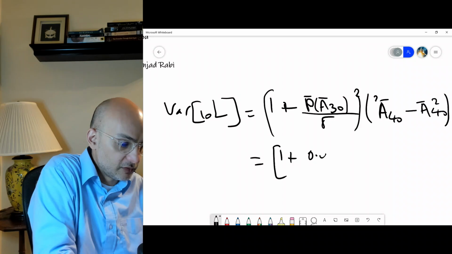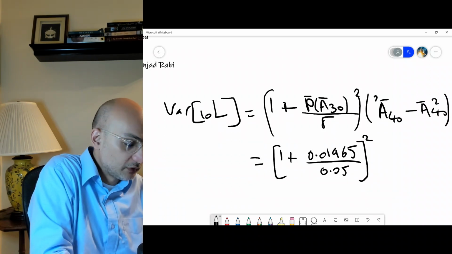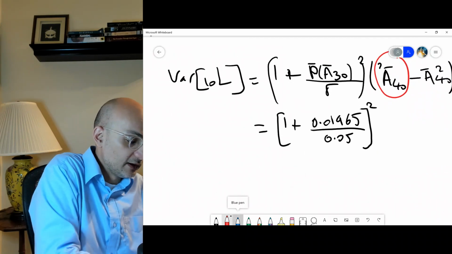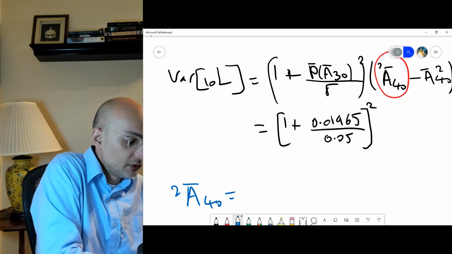So if you plug in the value here, we already calculated the P A30, which is 19% if I remember, 0.1965 divided by 0.05. Now we need 2A40. This one we don't have. Let's take it on the side here, 2A40.